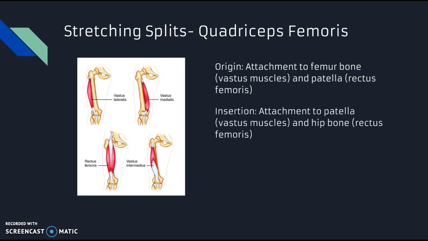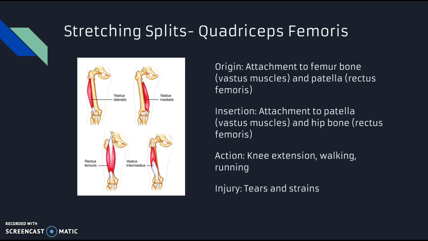The other three muscles involved in the quadriceps femoris all have an origin of the femur bone and an insertion on the patella. The quadriceps help extend the knees, which is an important part of stretching splits. They are also involved in walking, running, and other physical activities, making them prone to injuries such as strains and tears. Just like the strains and tears of the biceps femoris muscle, they can be mild or severe, and depending on that, will have mild or severe pain and different recovery times.